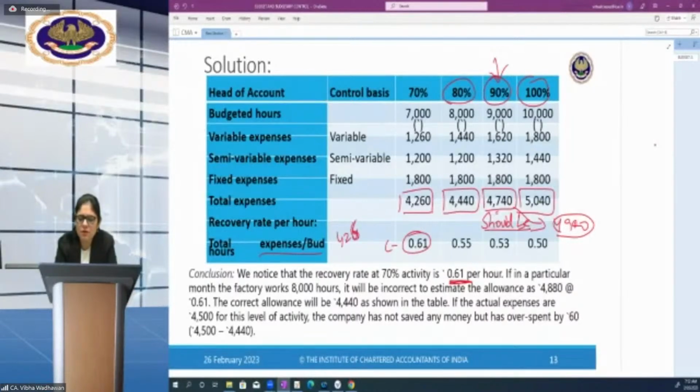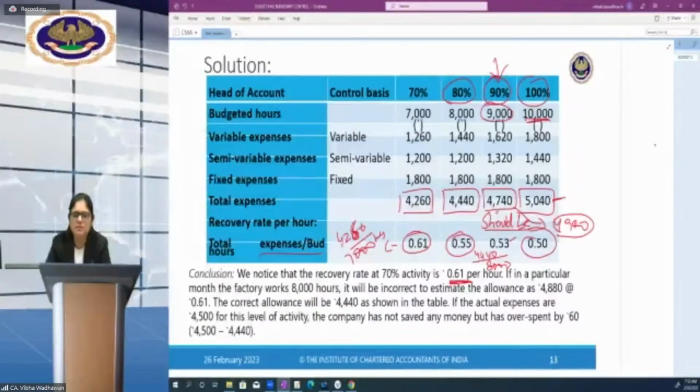4260 divided by 7,000 hours. All right. So 0.61 per hour is going to come. How has 0.55 come? 4440 cost divided by hours. How has 0.53 come? 4740 divided by 9,000. How has 0.5 come? 5040 divided by 10,000. All right. So the budgeted or recovery rate per hour is cost divided by hours. All right. So this is the recovery rate per hour.